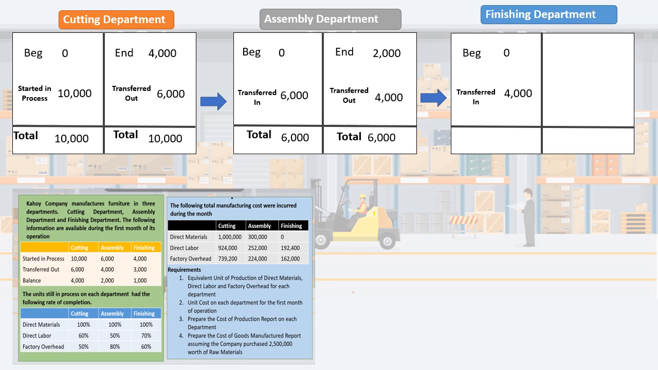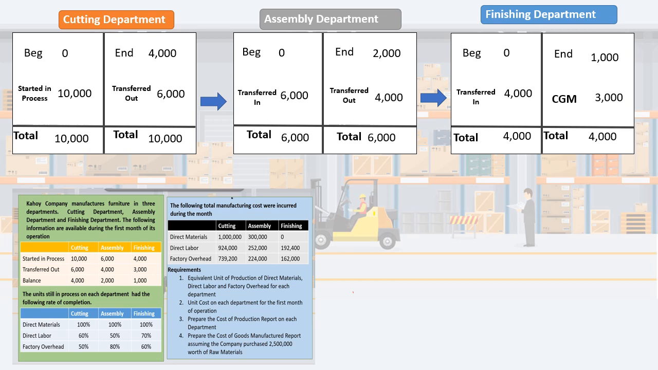Same procedure, beginning plus transferred in. So the total goods placed in process in finishing department in units are 4,000 units. Explain lang natin kung ano nangyari din sa 4,000. So out of 4,000, ang natira na lang sa ending inventory ng finishing are 1,000 units. So 1,000 units yung natira. So ibig sabihin 3,000 units were delivered to finished goods inventory. So instead of using transferred out, gamitin na natin yung cost of goods manufactured kasi naman yung finishing department is the last department in process costing.